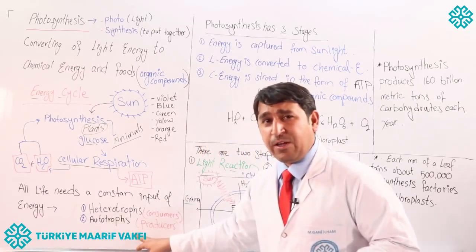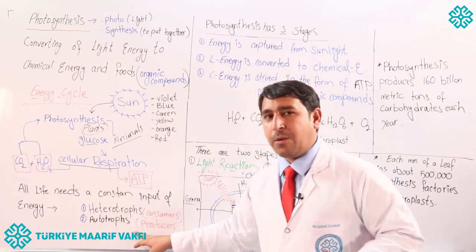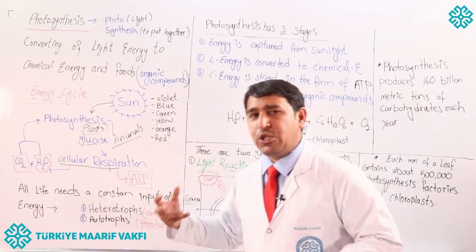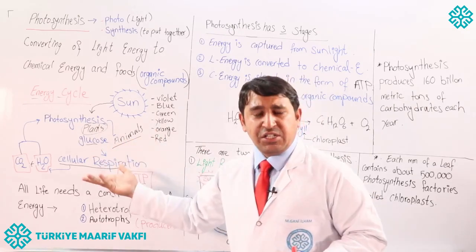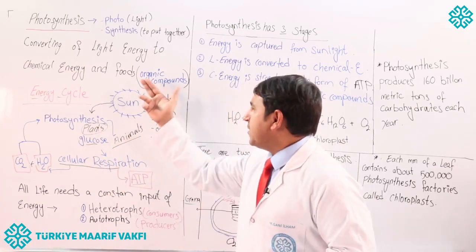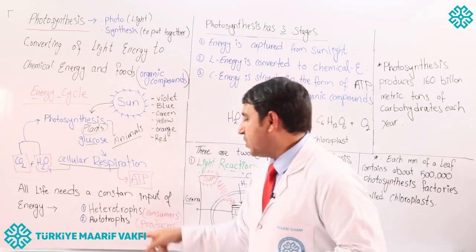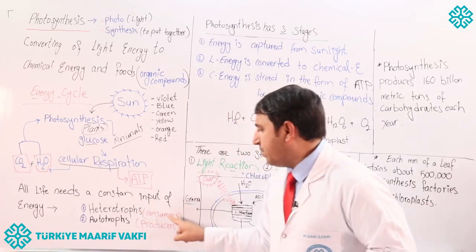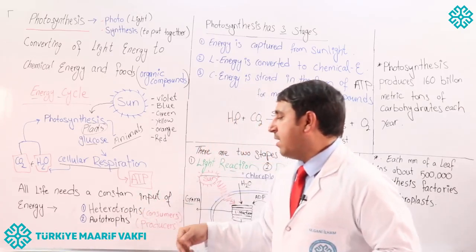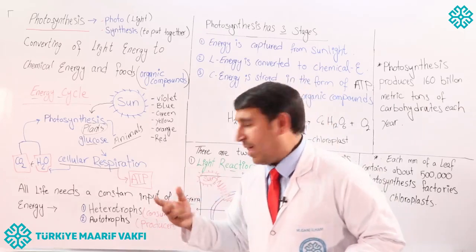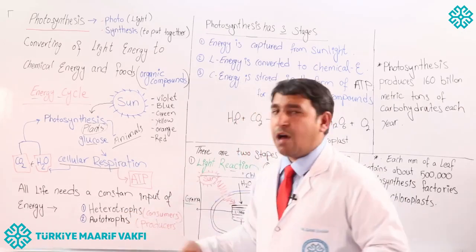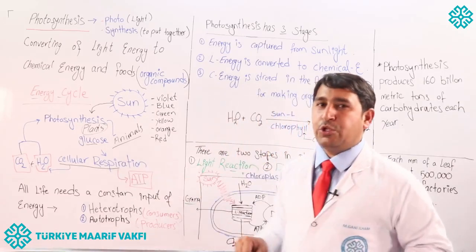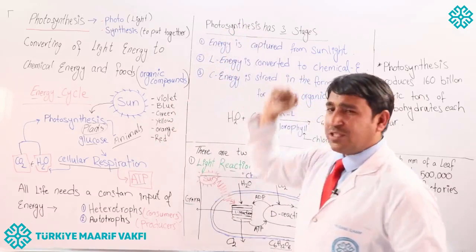And the second type of living organisms are autotrophs. We can say autotrophs are producers. They can produce energy, they can produce food, they can produce organic compounds. So we have two types of living organisms: heterotrophs, consumers or users, and autotrophs, those living organisms which can make. Heterotrophs cannot make, but autotrophs can make their own food by themselves. So autotrophs are producers.